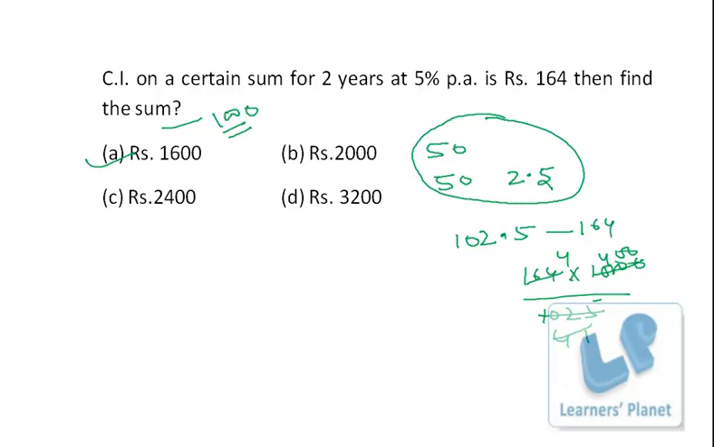So what I have done over here, I assume the sum to be 1000 rupees and 5% per annum simple interest. So 5% as simple interest, 50 rupees for 1 year, 50 rupees for the second year, but we have been given compound interest over here, so that will be 2.5 rupees extra. So the total compound interest is 50 plus 50 plus 2.5, that is 102.5, and we have been given it is actually 164. So 102.5 is 164, then 1000 is what? That we have calculated, that is 1600 rupees. Okay.